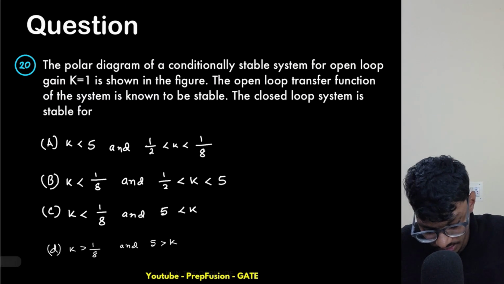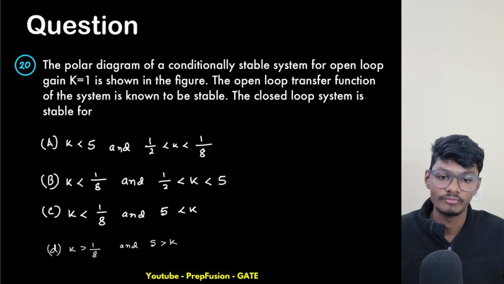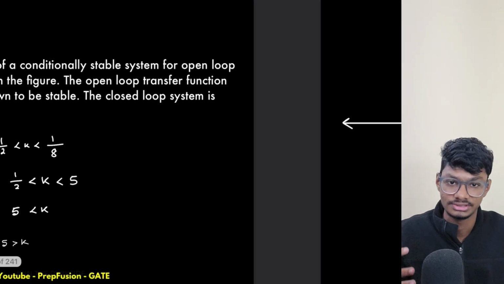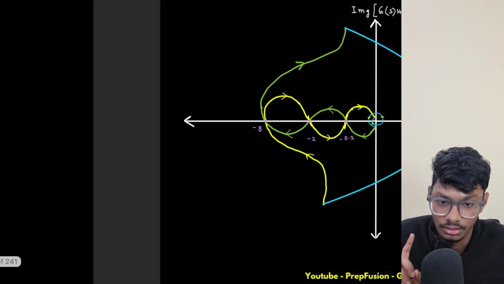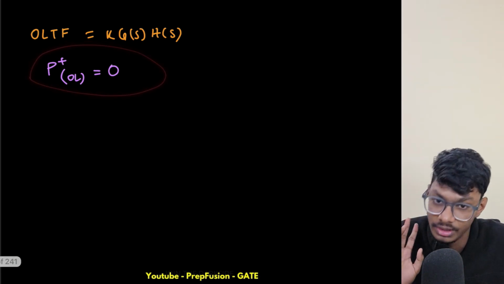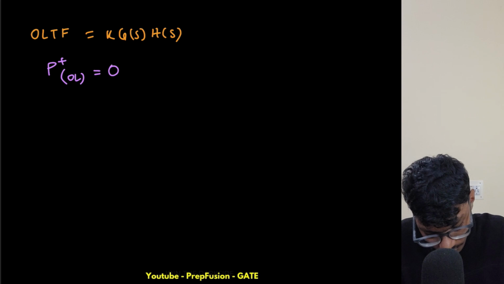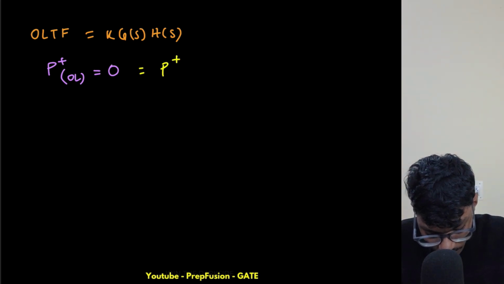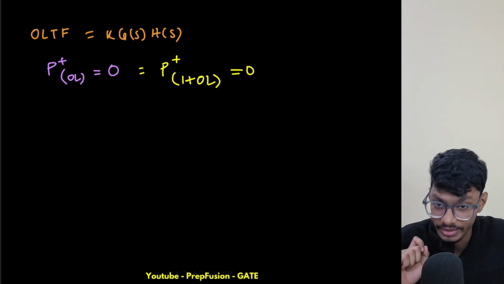Let me see, what is the question asking? The question is asking when it is stable for different values of k. Okay, so I have to vary k and see when it is stable. So when will it be stable? It has told us that P of OL plus is 0. Okay, if P plus is 0, this means P plus of 1 plus OL is also 0, right?